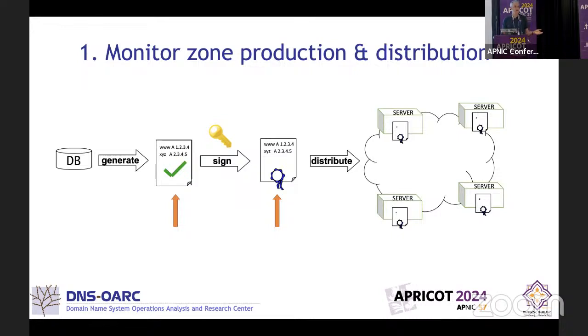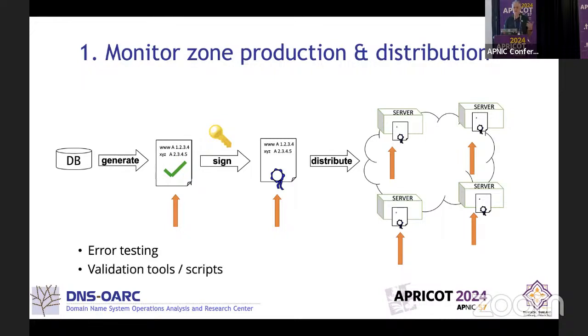DNSSEC signatures, are they valid? Do you have your keys in order? Are the signature lifetimes long enough? Are the signatures about to expire, and so on? And then distribution itself: are your name servers actually functioning, and are they loading the zones? And is the clock set correctly, and so on? So error testing, validation tools, and scripts, all of those things we don't need to talk about. You're on top of this.